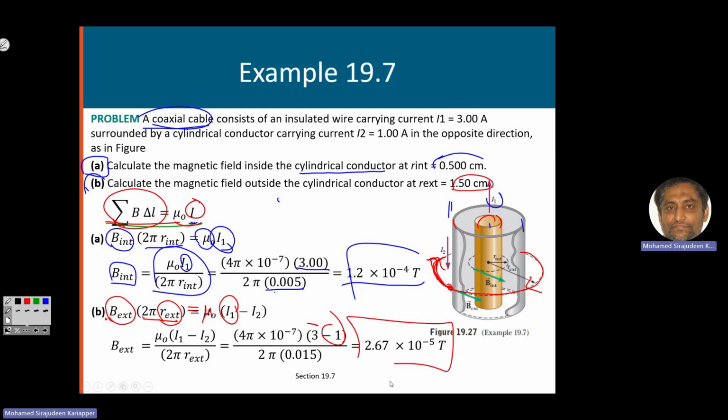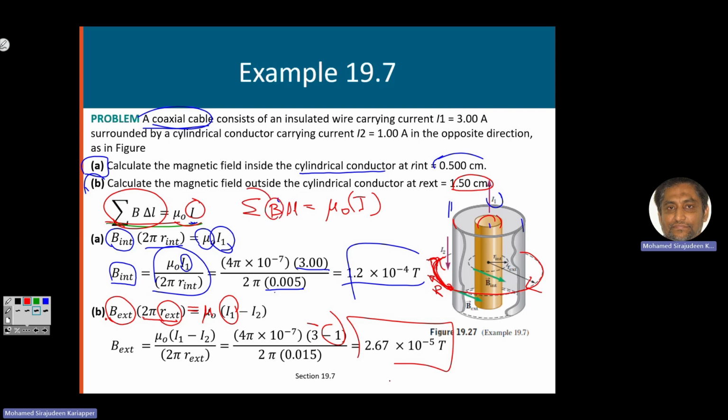Imagine you don't know which direction it is. You know it is tangent. So let's say I thought it is this direction, the same direction as I am going. We don't know. We have to find out at the end. So you will say B and delta L are both in the same direction because I'm going this way, and the summation is equal to mu 0 I, the current enclosed.